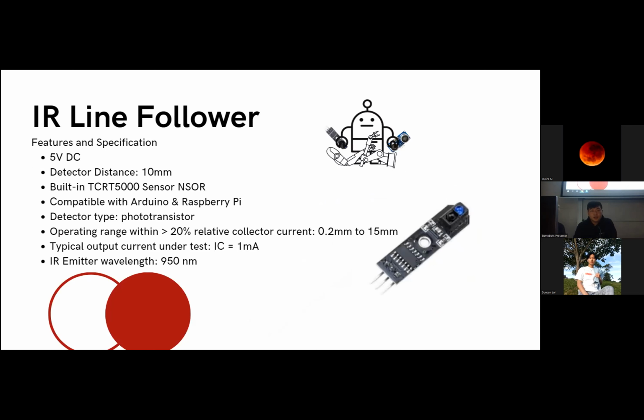All right, so the IR line follower features and specification. So 5 volts of DC, detected distance is 10 millimeters, built-in TCRT 5000 sensor. It's compatible with Arduino and Raspberry Pi. The detector type is a phototransistor. Operating range within 20% relative collector current, 0.2 millimeters to 15. And typical output current under test, IC is equal to 1 milliamp, and IR emitter wavelength is about 950 nanometers.